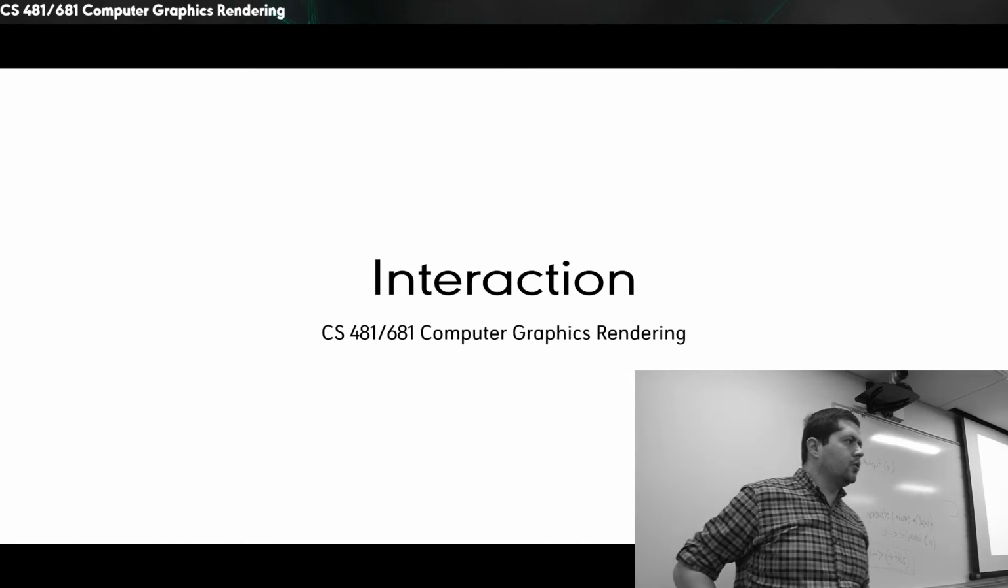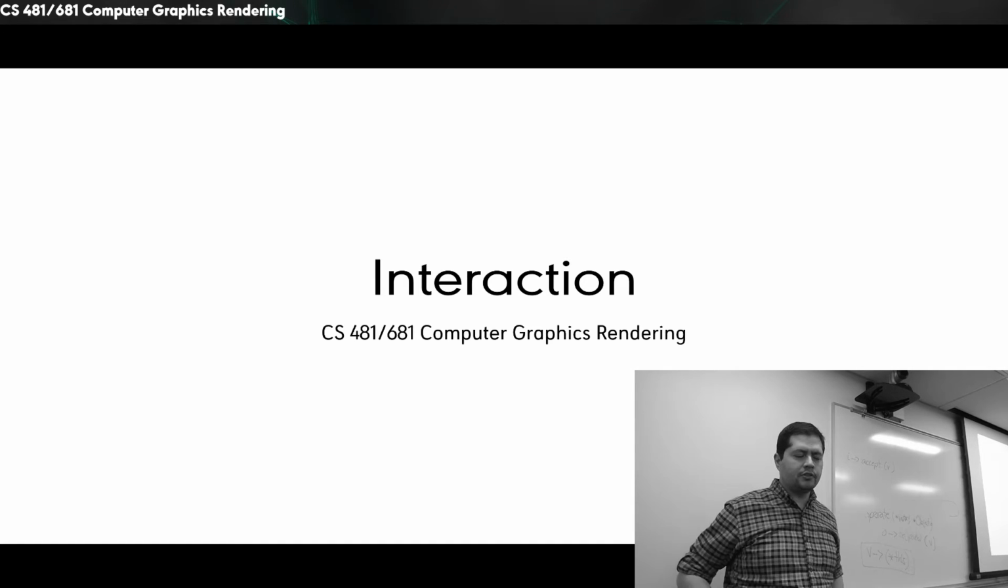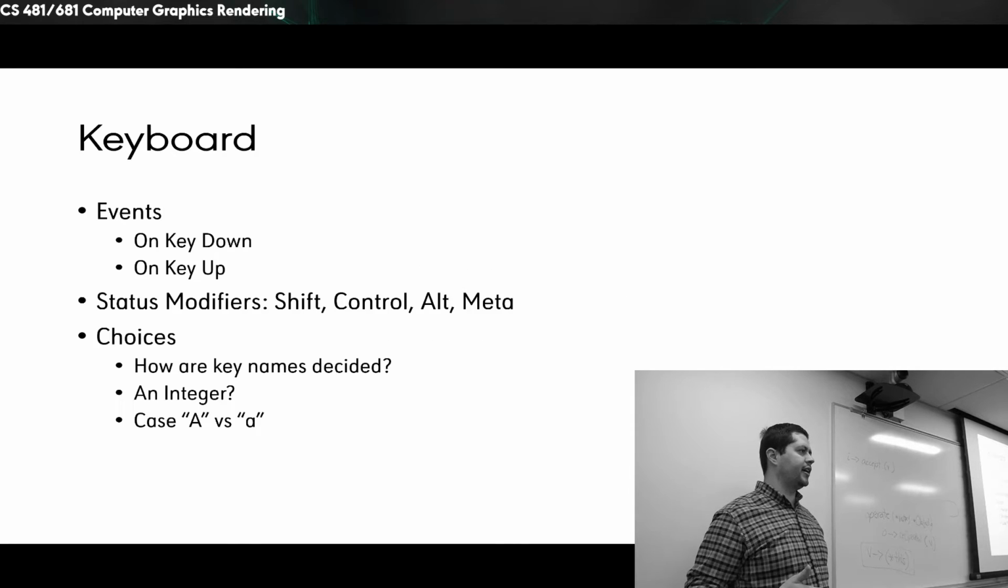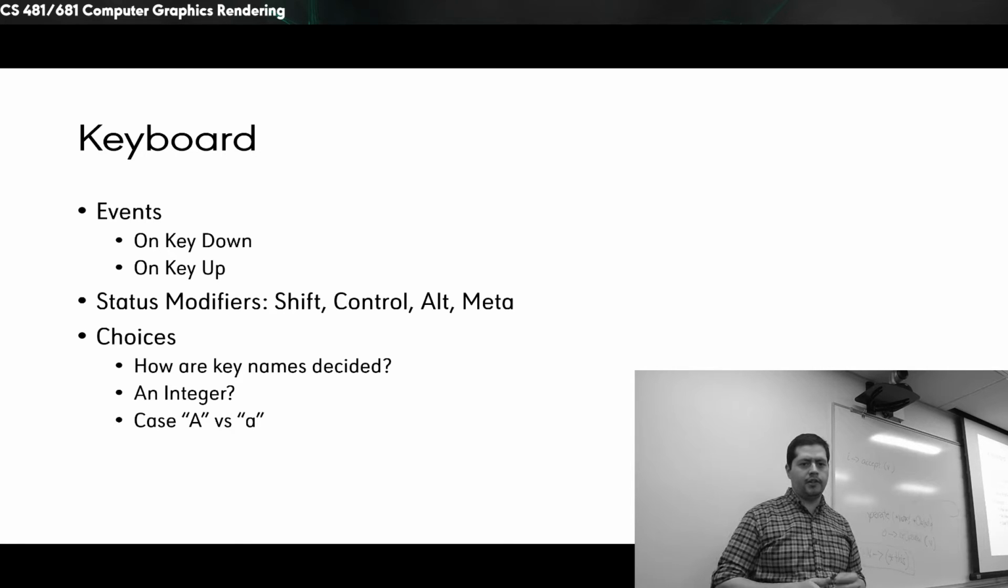All right, so welcome to computer graphics rendering class today. We're going to talk about interaction, and keyboard, the mouse, or any other type of input. You normally have some kind of event that happens. Sometimes you don't get an event, and you have to monitor and watch out for something changing, and we'll see that with the gamepad.